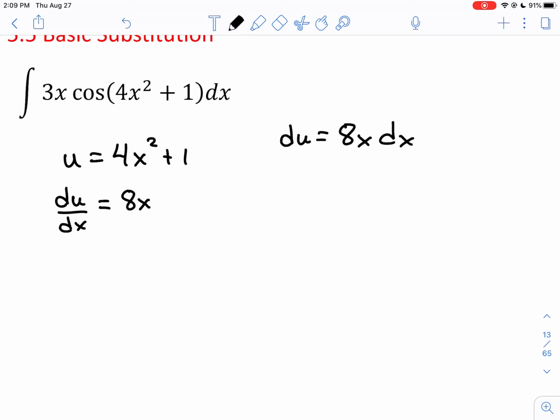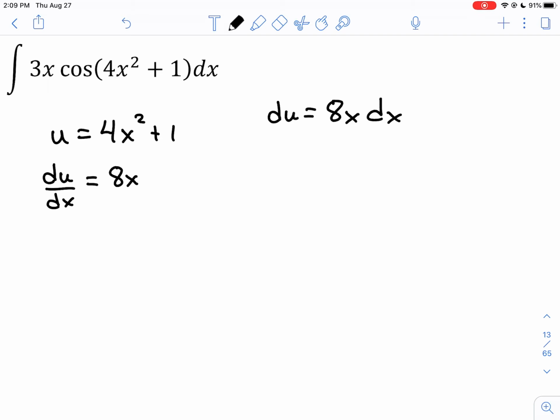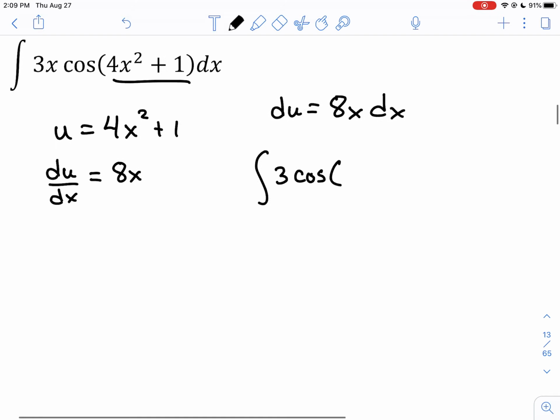So here's what I'm going to do. I'm going to regroup some things. I'm going to rewrite the integral. I'm going to leave the 3 where it's at. I'm going to do the cosine next, but I'm going to change the 4x squared plus 1 to a simple u. The x I'm going to group over here to this side with the dx.